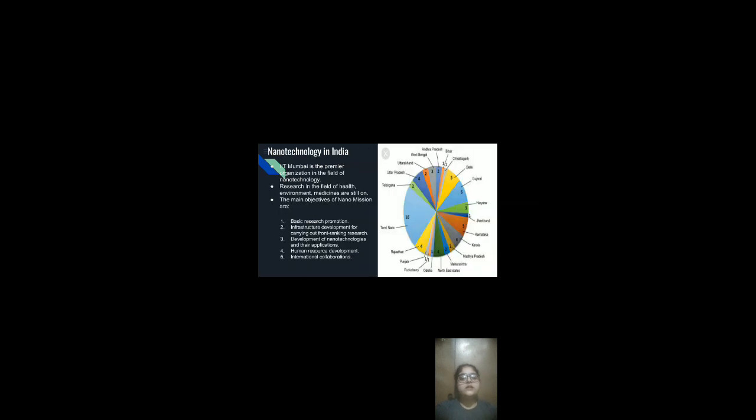Alright, nanotechnology in India. Let's see. First point is IIT Mumbai is the premier organization in the field of nanotechnology. Second, research in the field of health, environment, medicines is still on. The main objectives of the nano mission are: first is basic research promotion, second is infrastructure development for carrying out front-line research, third is development of nanotechnologies and their applications, fourth is human resource development, and fifth is international collaborations.